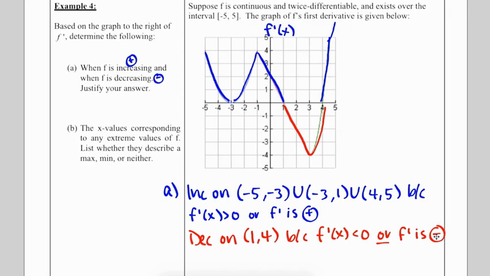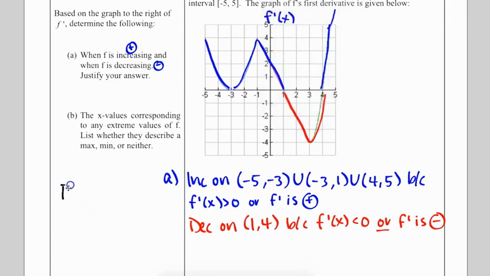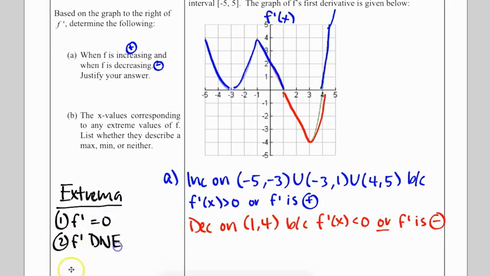All right, okay, for B, we're going to find any x values that correspond to any extreme values of f, and then we'll discuss if they describe a max, a min, or neither. So remember, when we are talking about extrema, there are places that we are looking for that. So we're looking to see where the derivative is equal to 0, where the derivative is undefined or doesn't exist, and we're checking endpoints.